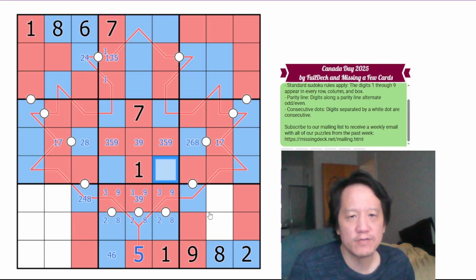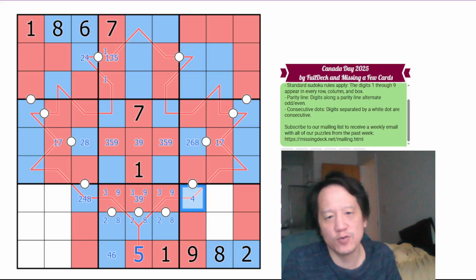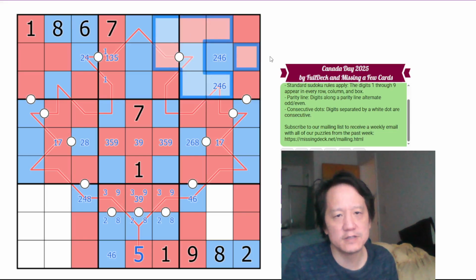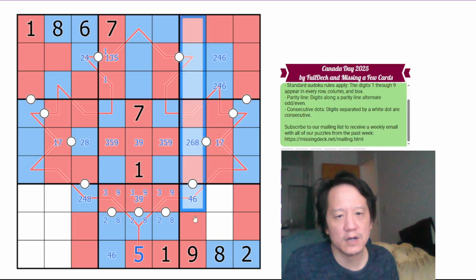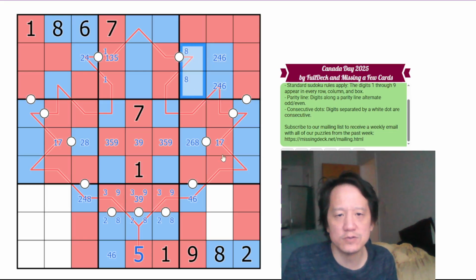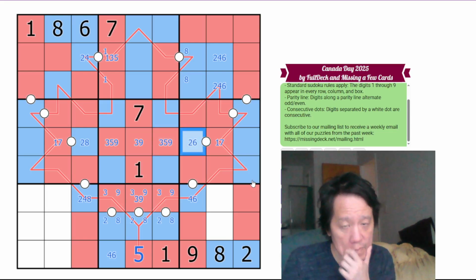What else do we have? One of these is odd, one of these is even. This is 4 or 6. These digits are 2, 4, or 6 here. Where is the 8 in this column? Well, where's the 8 in this upper right-hand box? Cannot be here. It must be one of these two. So this cannot be 8 here. This is 2 or 6.